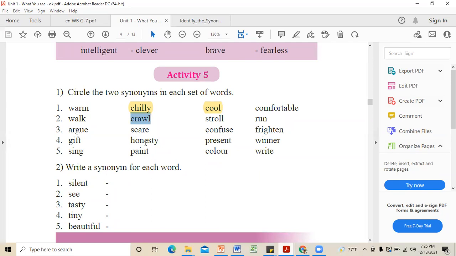Walk and stroll. Yes, Sulaksha, good. So the two synonyms are walk and stroll, right? Stroll means we are walking leisurely, a little bit more leisurely than a normal walk. So that is why we have it as stroll.